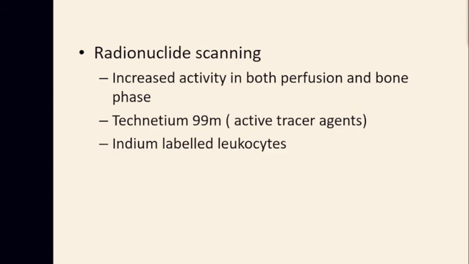The other investigation is this bone scan. The bone scan is done using active tracer agents, technetium-99 or indium-labeled leukocytes. You inject these tracer agents intravenously, and you take these photographs, like X-rays, and there you can see the uptake. Where the bone is very metabolically active, there will be an uptake of these agents. And this is the bone scan. When you do this bone scan, there are 3 phases, and increased activity is seen in both the perfusion and bone phase.